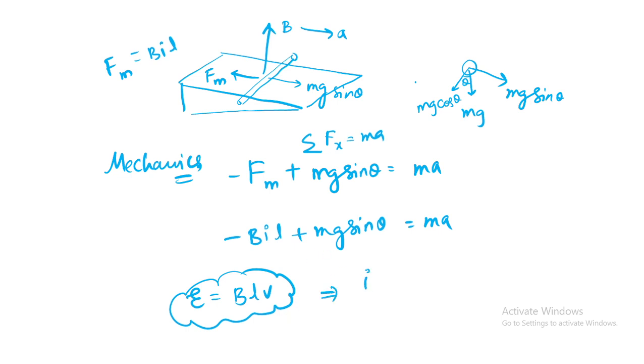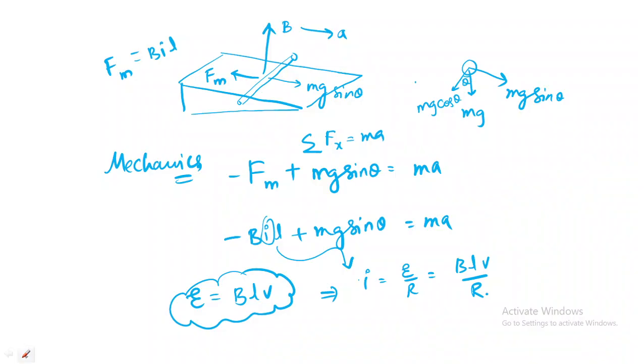For example, I is equal to E divided by R, and E is BLV, so I is BLV divided by R. I can take this term and replace the current with this one. This will become a slightly complex equation, so you will get it at that point. This sort of question is possible in motional EMF.